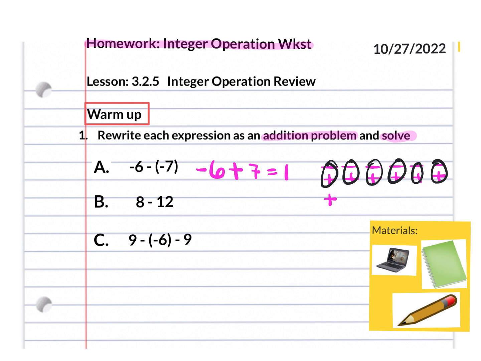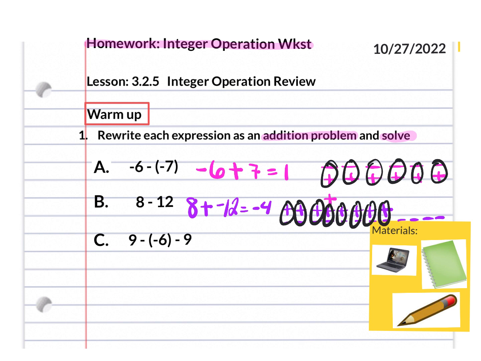Letter B. I have 8, changing my subtraction sign to be an addition, and then I'm going to make the 12 the opposite. So I'm going to have -12. If I go ahead and write down 8 positives, and then I add 12 negatives to this image, you can see that I'm going to have 4 negatives left over just because of all the zeros that are made from this diagram.